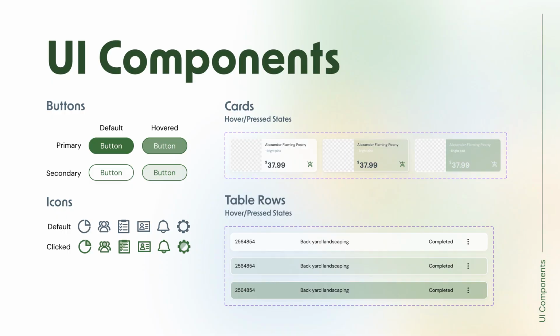As you can see, we adopt all those different opacities and shades in our components to display different states like hover and pressed. And that's our design. I will let Gujo talk about the tech stack.